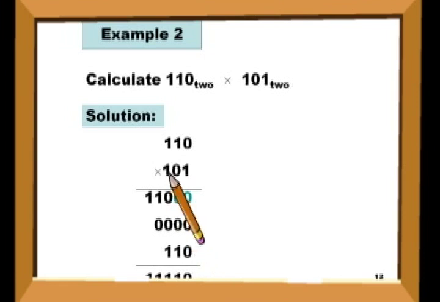So we multiply 1 by 0, it's a 0. 1 by 1 is a 1. And 1 multiplied by 1 is a 1. So we move to the 0. And we know when we multiply 0 by anything except itself, our answer is going to be 0. So every time we multiply 0 by these digits, we're going to have 0, as in this case here.